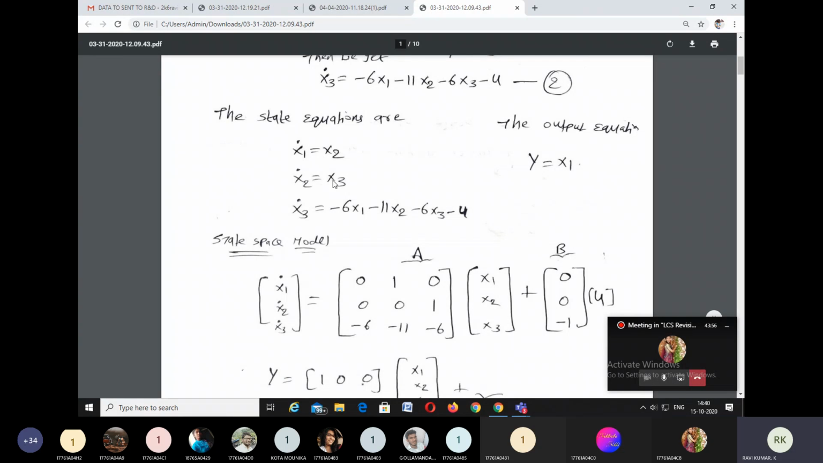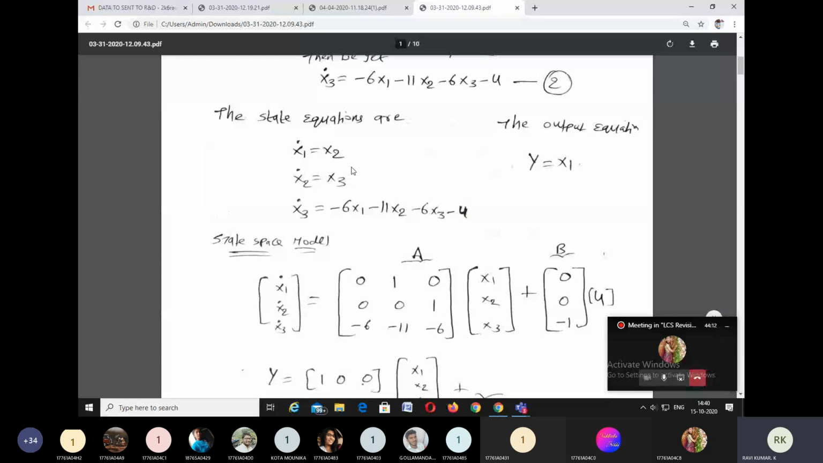Next, x2 dot is equal to x3. So x2 dot is equal to x3 means now I am writing 1 here. Why? Because 0 into x1 plus 0 into x2 are zeros, and 1 into x3 you require. So x2 dot is equal to 1 into x3, plus there is no u in this term, that's why I am writing 0 here in the matrix.